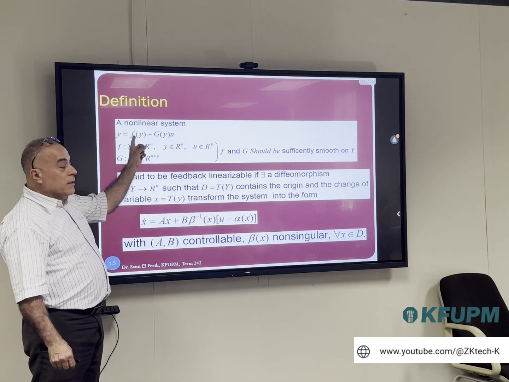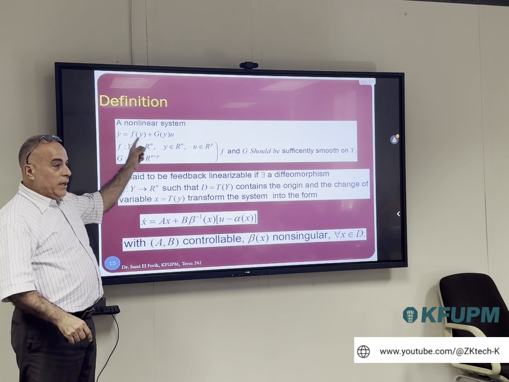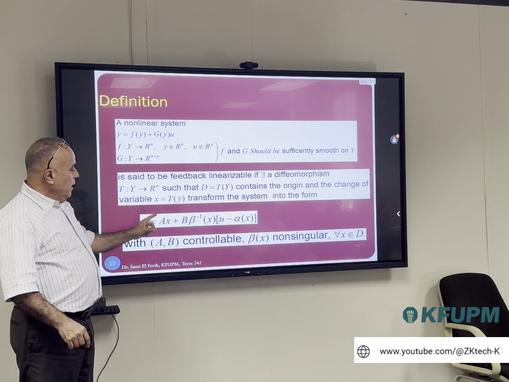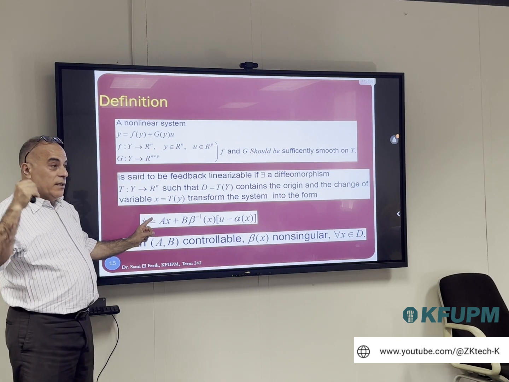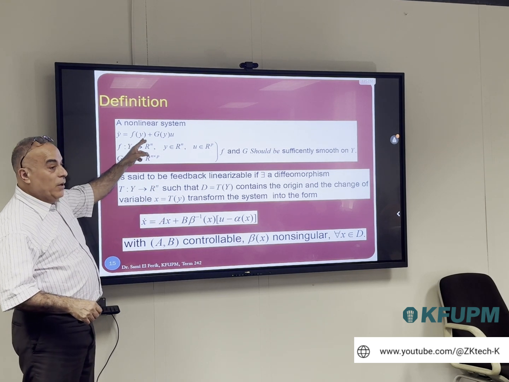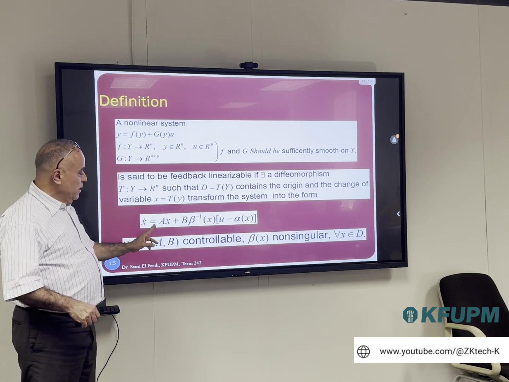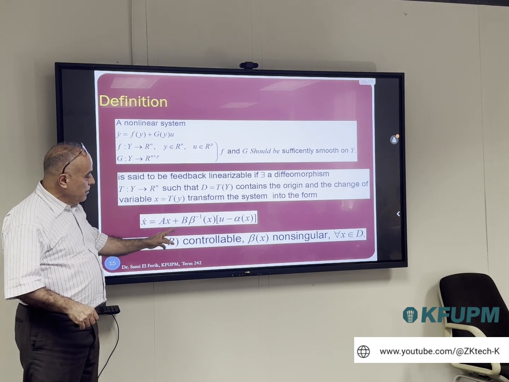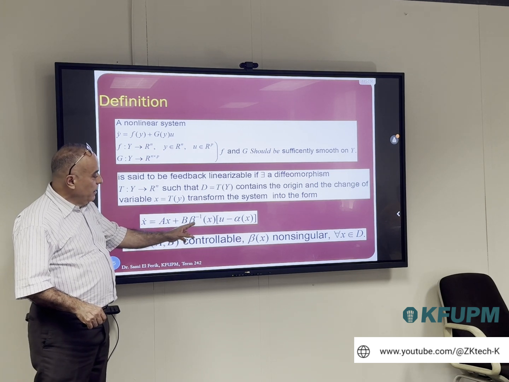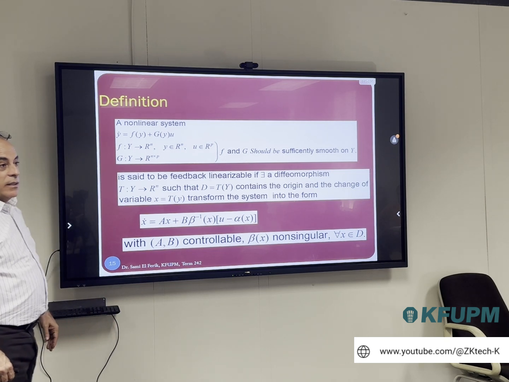x is a new variable. It's not the same x that I'm using here. The system is described by y. This is a state space. x is a new variable like zeta that I used here. So there is a zeta, if you want, which is equal to the transformation of y, such that zeta prime equals x prime equals a times x plus b multiplied by b inverse multiplied by x multiplied by u minus delta x.